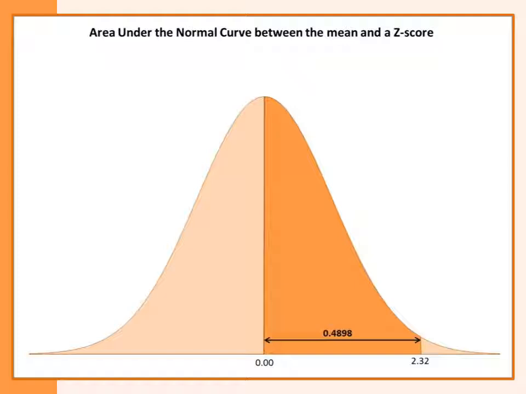Going back again to our standard normal curve, we place along the bottom where the value of 2.32 z-score would fall, and the dark area indicates that the proportion of the area under the curve between a mean of 0 and a z-score of 2.32 is 0.4898. So about 49% of the area under the curve.